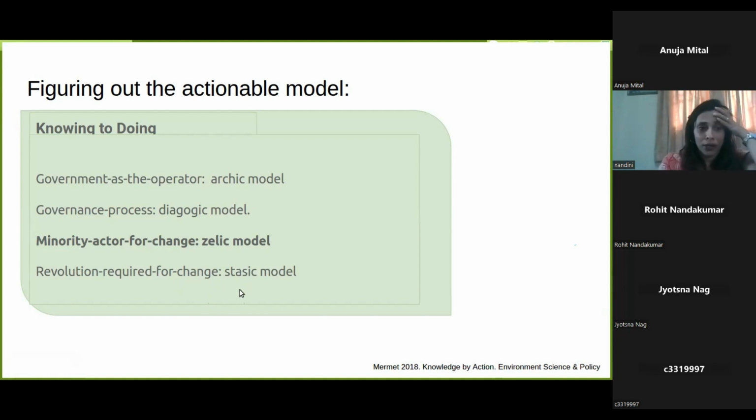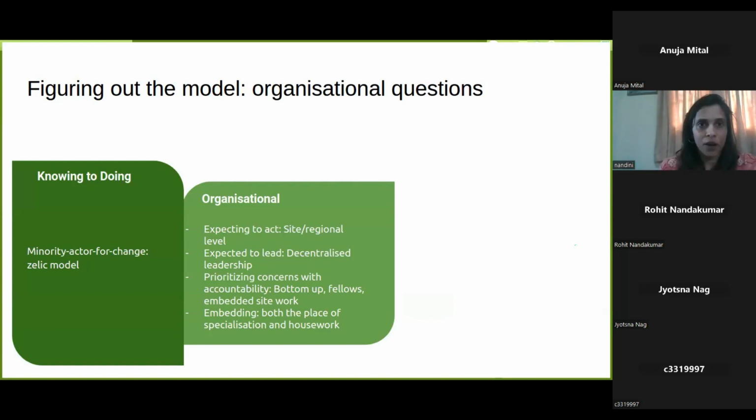So figuring out the actionable model, the Seed Lab thinks about our work as not either of these three, but the one highlighted in bold, while not also saying that we don't have other affiliations or we don't work in other ways at an individual capacity, or recognize the need for other groups to do so in these three other ways. So if we were to say that the Seed Lab works on the minority for change, or the Zellick model, it is important that we also understand, using Laurent Mermet's framework, what are the organizational relations and what are the organizational questions that we also need to ask ourselves.